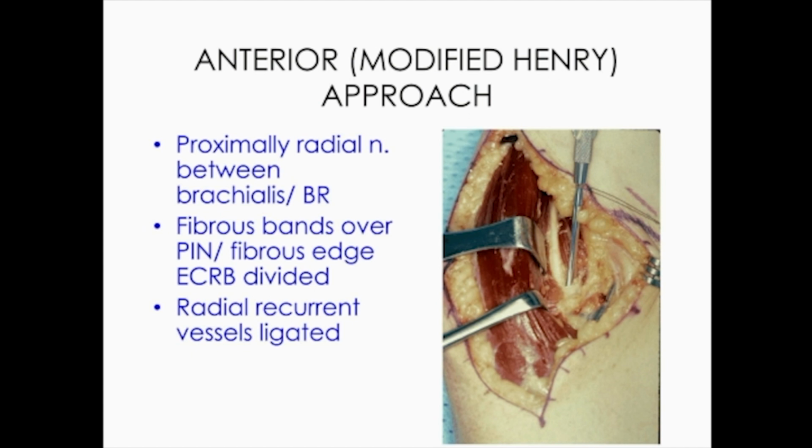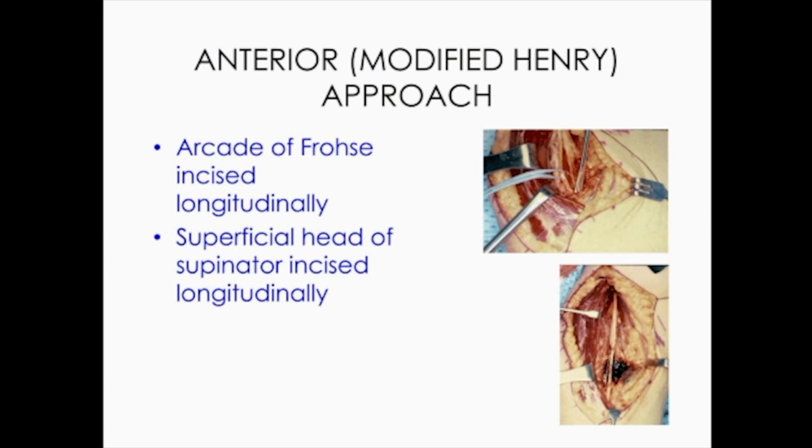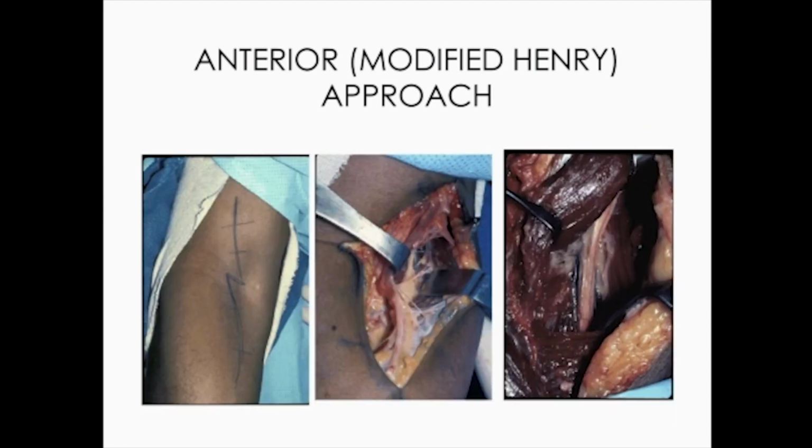The radial recurrent vessels are ligated. The arcade of Frohse is exposed and incised longitudinally, and then you incise the superficial head of the supinator completely, exposing the compressed part of the posterior interosseous nerve. This is just another picture of the anterior approach, a slightly simpler incision, and you can see the decompressed nerve and the hyperemic markings on the surface of the nerve.